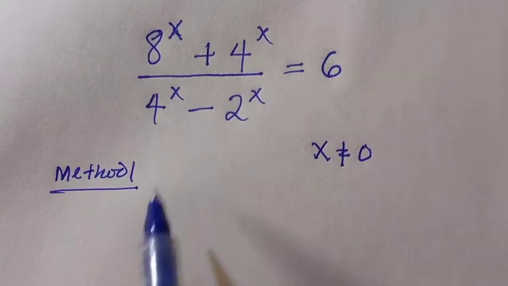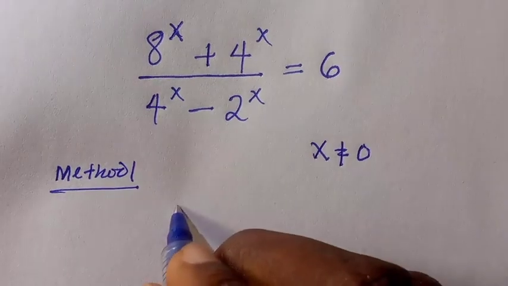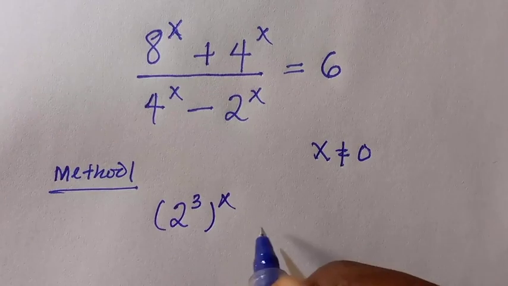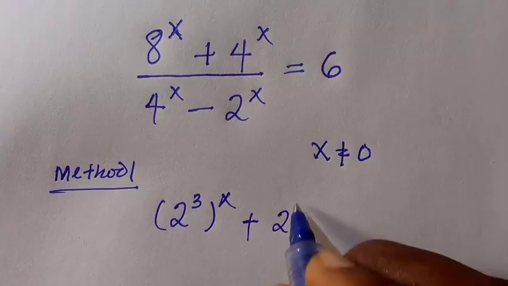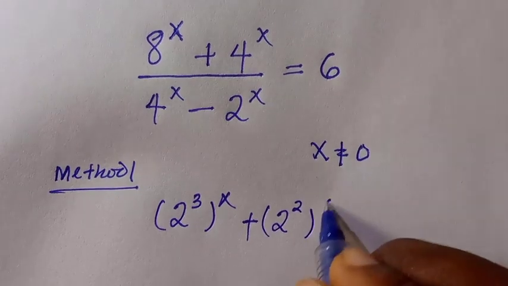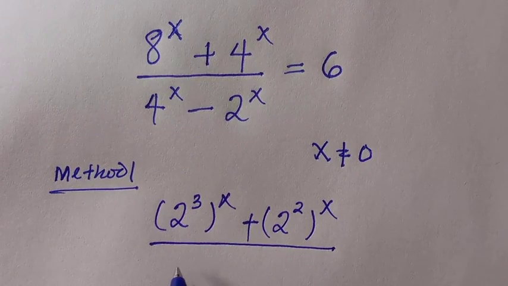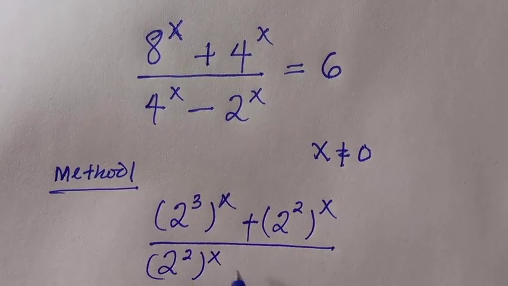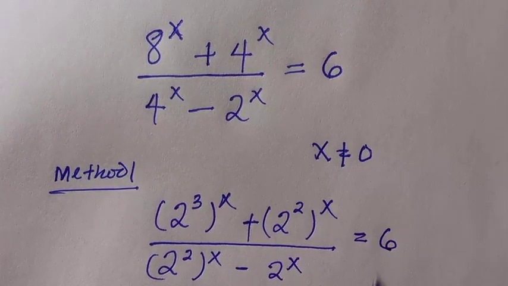From here we have 8 to the power of x, which we can write as (2 to the power of 3) all raised to the power of x, plus, and again we have (2 to the power of 2) raised to the power x, divided by (2 to the power of 2) to the power of x minus 2 to the power of x equals 6.